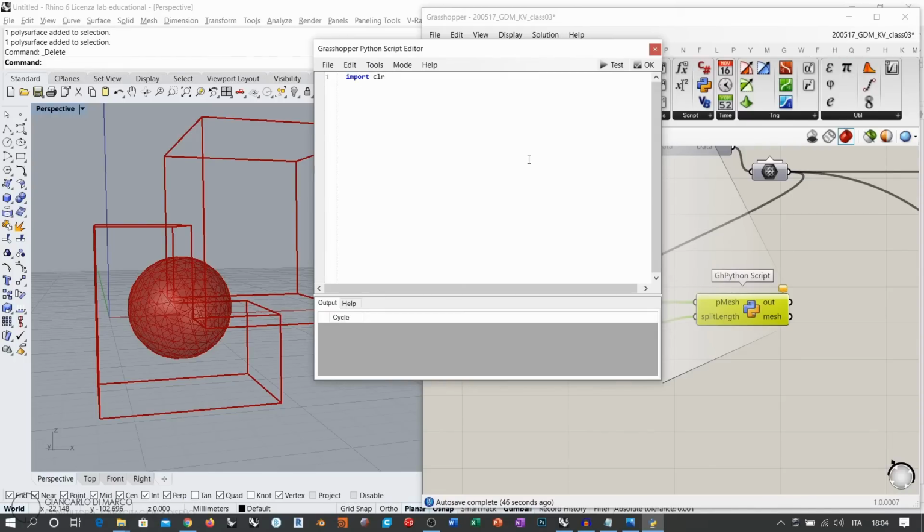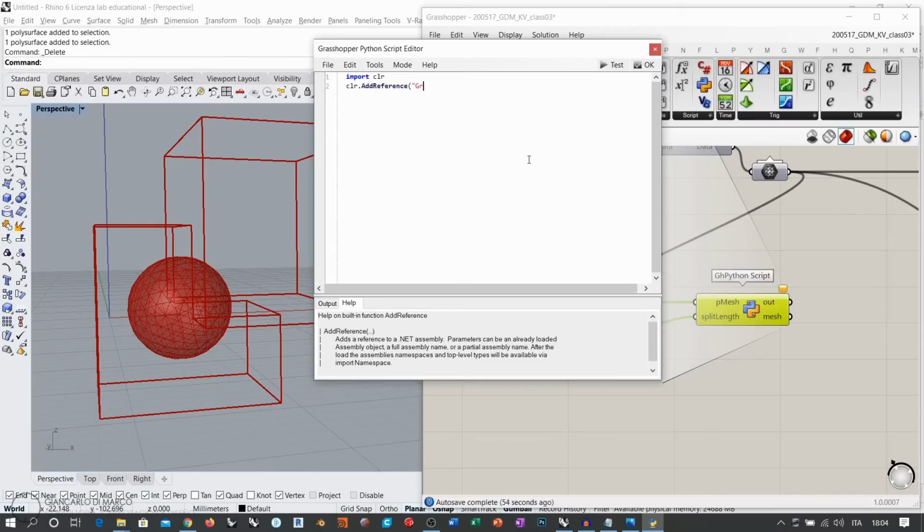clr, and then say clr.AddReference to Grasshopper. Okay, and then we want to import exactly Grasshopper.